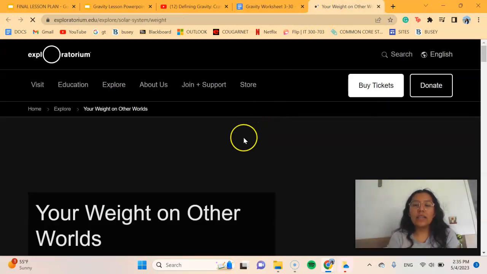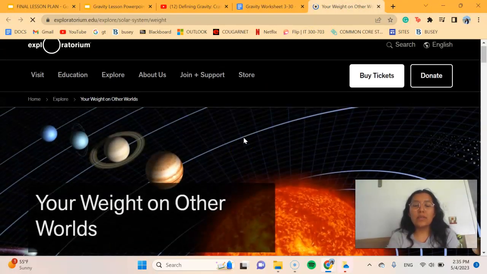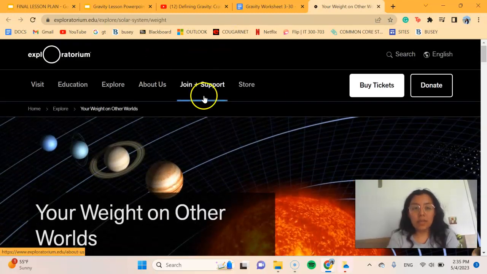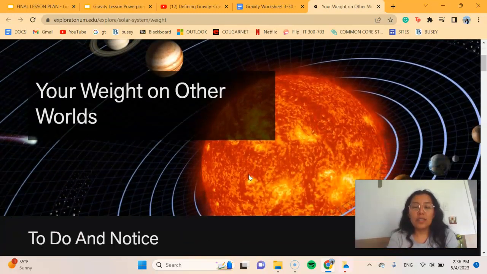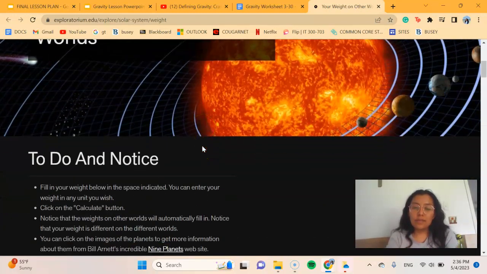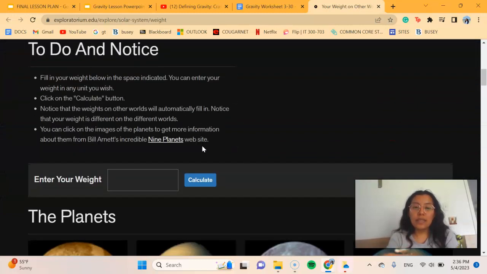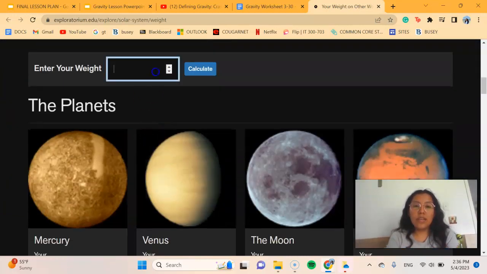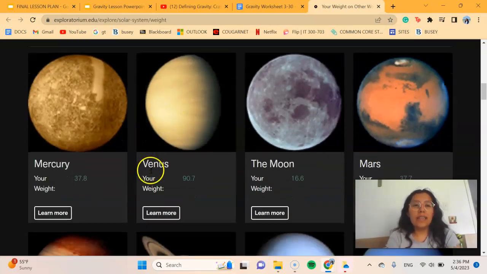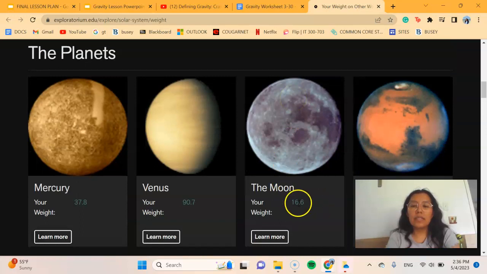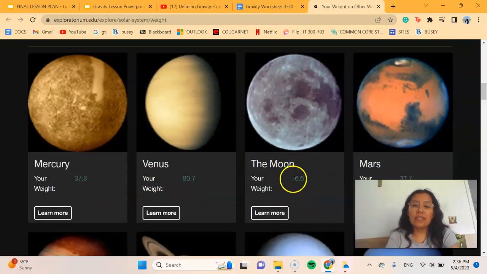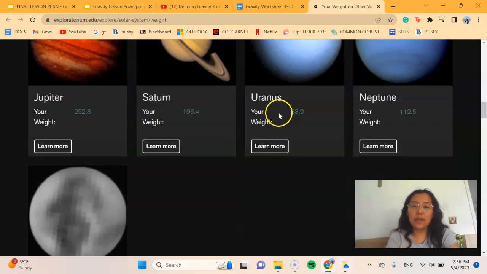Here is a quick peek into the Exploratorium website, which, if they had extra time, my higher readiness students can go ahead and explore and see the weights on several other different bodies of mass in the solar system. So entering their weight, let's go ahead and just do 100 pounds, calculate. And then they would see the ones that I chose, the Moon, so they would see I would be 16.6 pounds on the Moon, and so on.